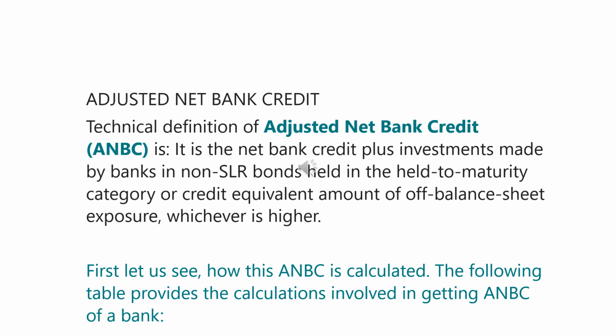Adjusted net bank credit is the net bank credit plus investments made by banks in non-SLR bonds. SLR means Statutory Liquidity Ratio. Bonds held to maturity category or credit equivalent amount of off-balance sheet exposure, whichever is higher. First, let us see how this ANBC is calculated. The following table provides calculations involved in getting ANBC of a bank.